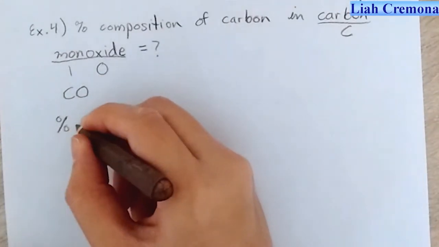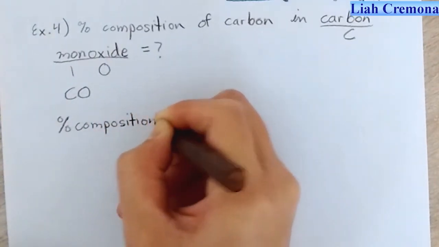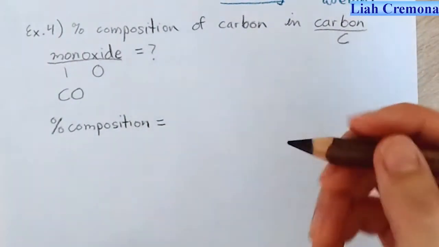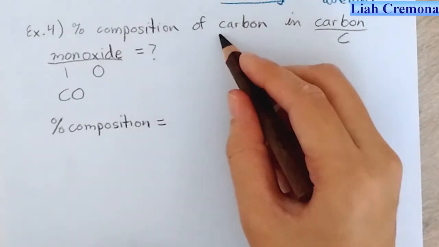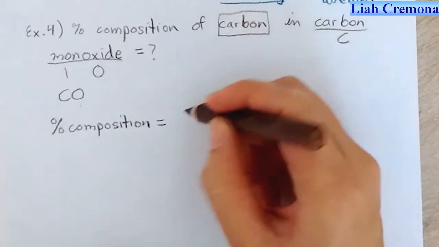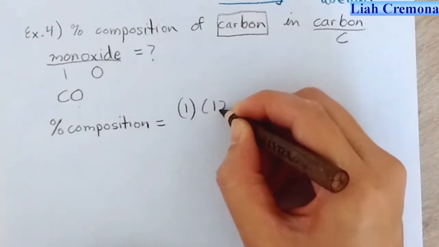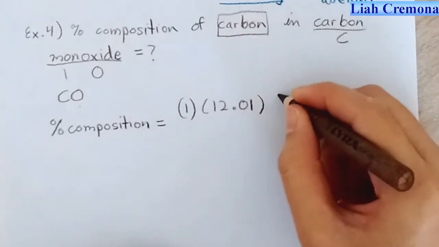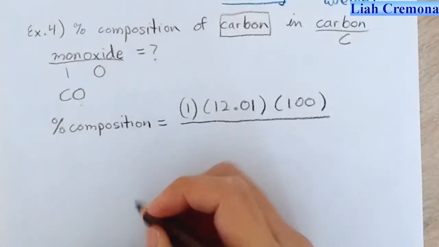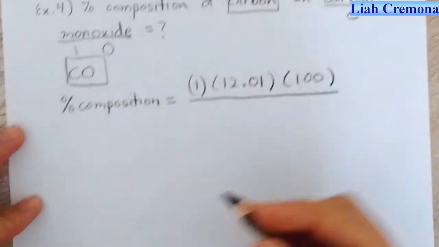We can plug in numbers into the equation to find the percent composition of carbon in this compound. So as before, we know that the percent composition is equal to the number of atoms of that element. In this case, we're looking at carbon. So in the chemical formula, there is only 1 atom of carbon, so 1 times the mass number of carbon, which is 12.01 times 100. And this is all divided by the formula weight of carbon monoxide. So now we have to find the total weight of this compound.